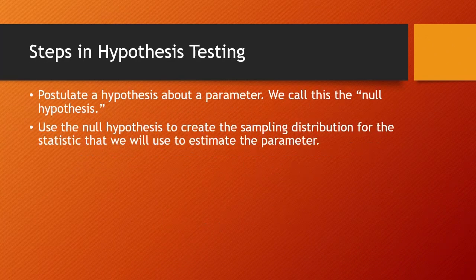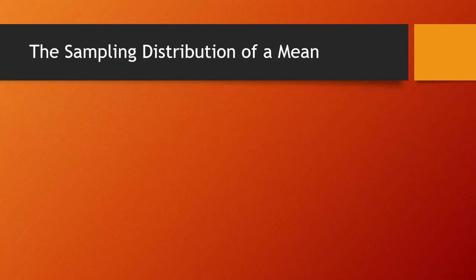The second step is to use the null hypothesis to create the sampling distribution for the statistic that we will use to estimate the parameter. Well, what statistic am I going to use to estimate the population mean? I'm going to use the mean of my sample. So what we're interested in here is the sampling distribution of a mean. You'll recall that a sampling distribution is simply a distribution of a statistic when we take samples over and over and over again from the population.